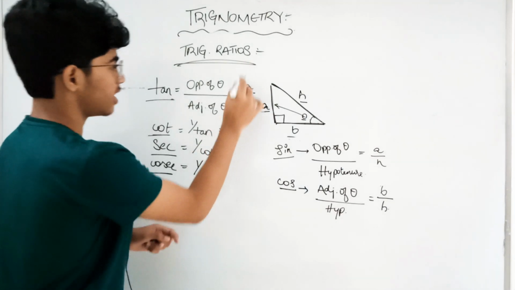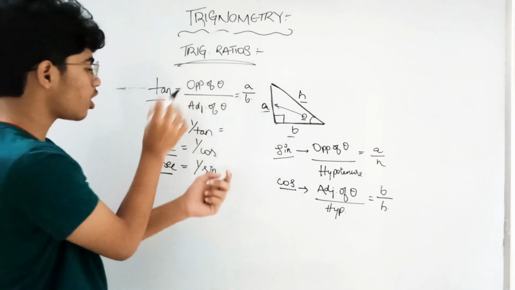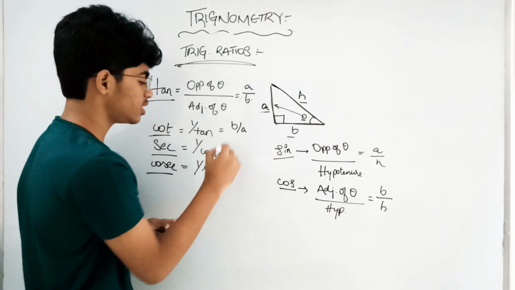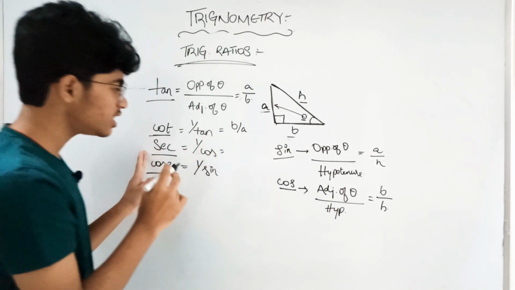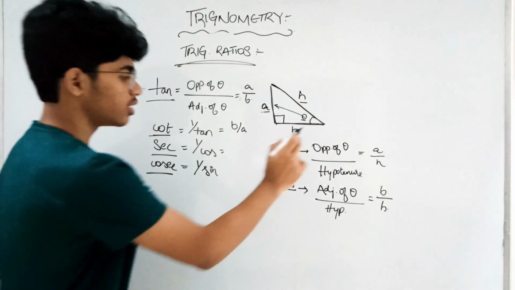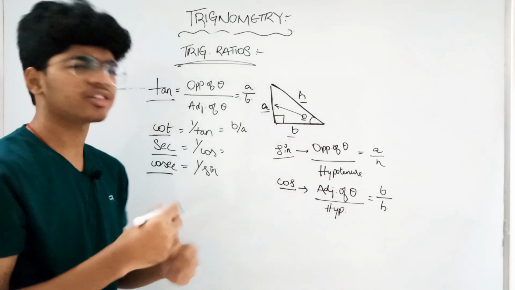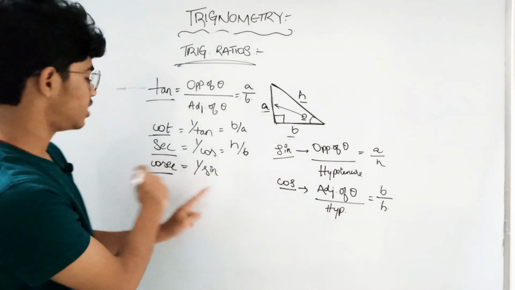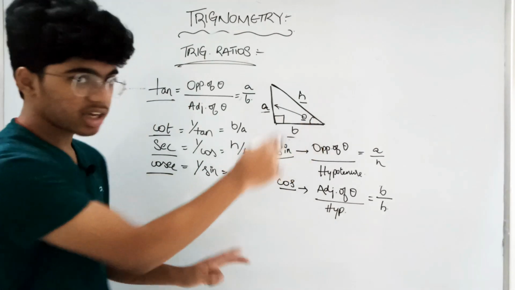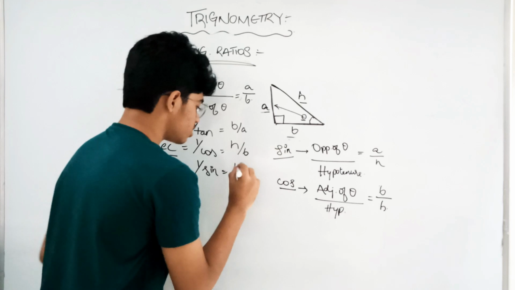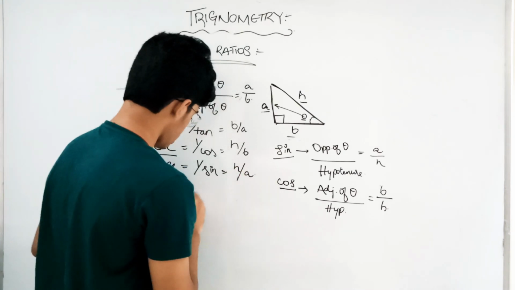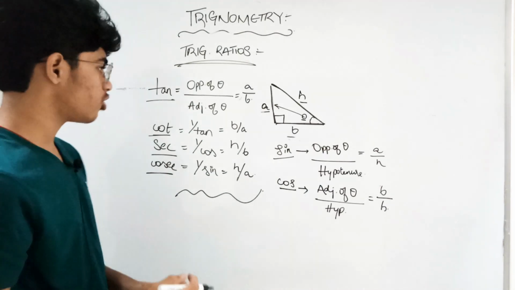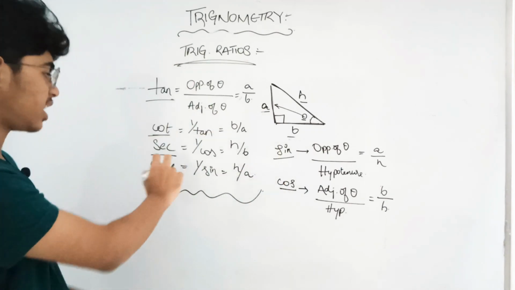Tan is A by B, so cot, the inverse of tan, is B by A, right? Next we have secant, which is the inverse of cos. We know cos is B by h, so the inverse, pretty easy, is h by B. And cosecant, the same way, sine is A by h, so the inverse is h by A. So yes, we have learned what the trigonometric ratios are: sine, cos, tan, cot, secant, cosecant.